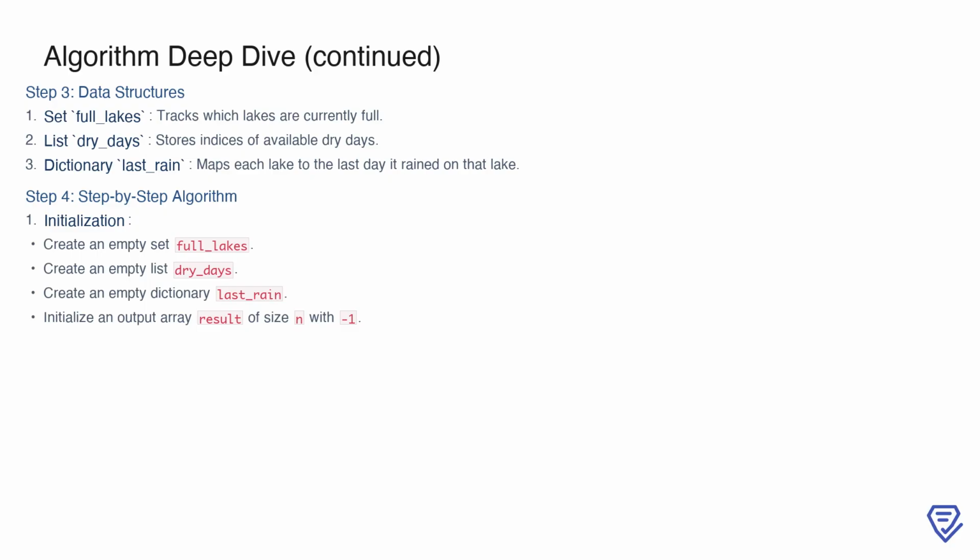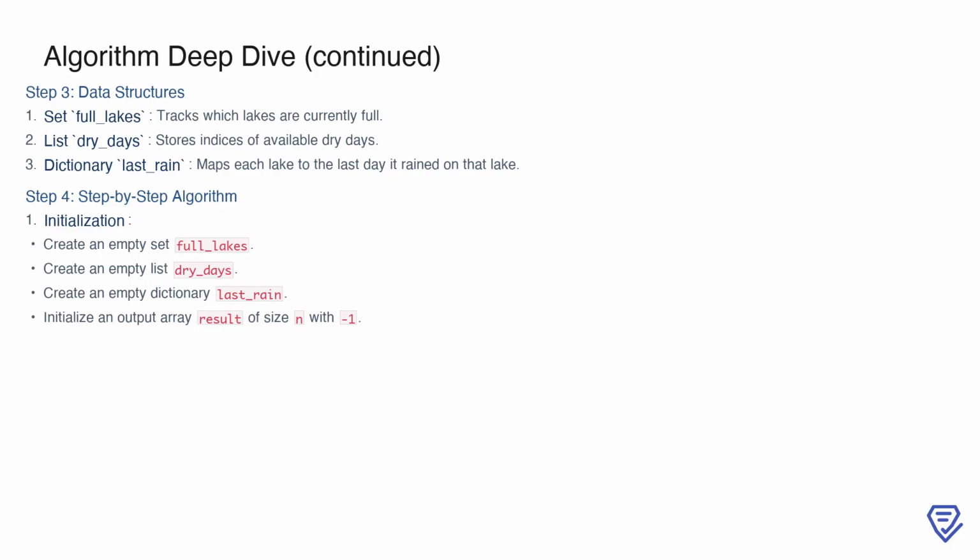This helps us quickly check if a lake is at risk of flooding. Next, we use a list called dry_days to store the indices of days that are available for drying. These dry days are a limited resource, so we need to use them wisely. Finally, we use a dictionary called last_rain to map each lake to the last day it rained on that lake. This helps us determine when a lake was last filled, which is crucial for deciding which lake to prioritize for drying.